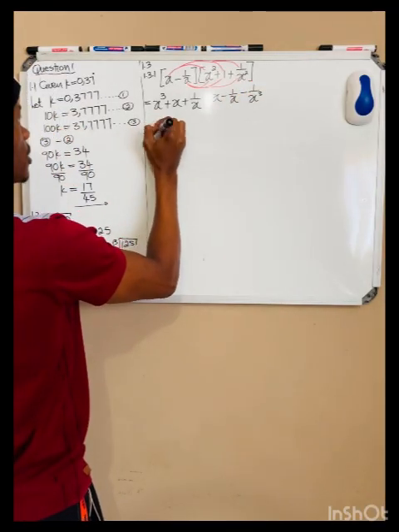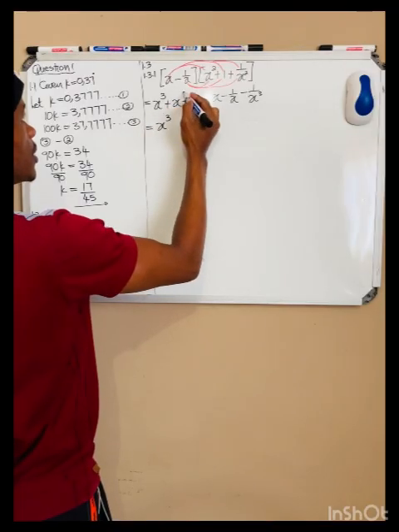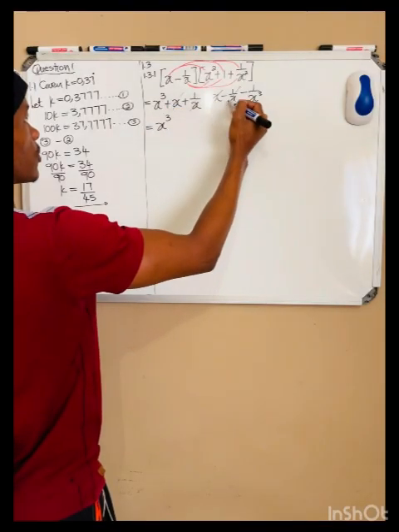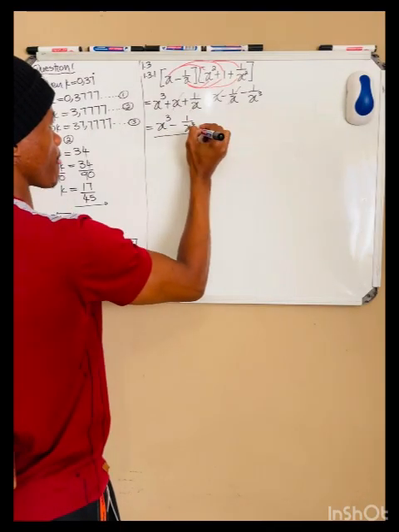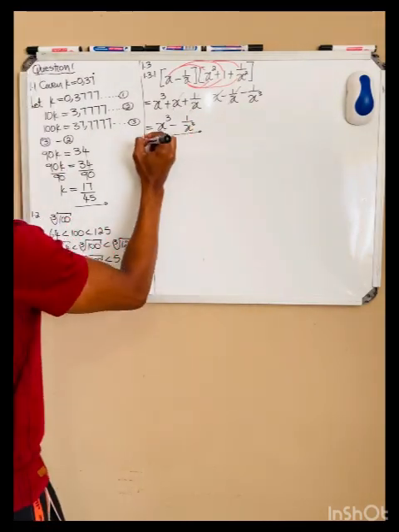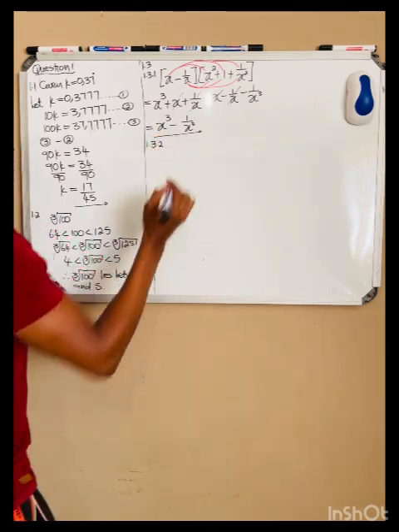And then we'll have what? x³, this will subtract with this, this will subtract with this, then we're left with minus 1 over x³. This is our final answer. I hope it's clear.